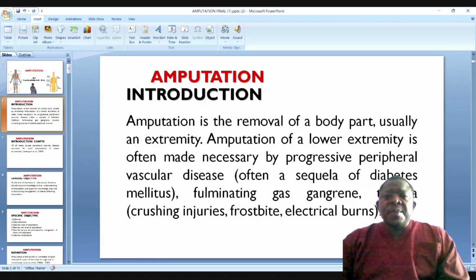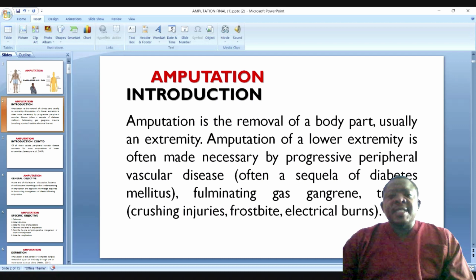We can say amputation is a removal of a body part, usually an extremity. So we remove a body part, and mostly it is an extremity that we are removing. So we call that amputation. I'm going to explain nicely what amputation is, but for now we need to know that we're just looking at the removal of a body part, and it usually refers to an extremity. An extremity is a part away from the central part of our body.